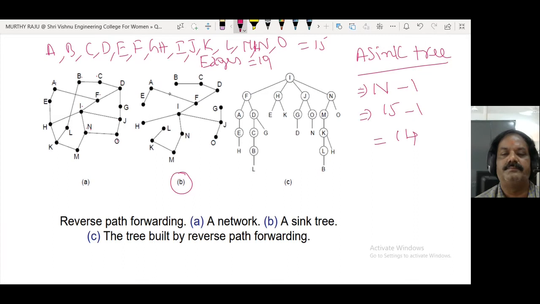1, 2, 3, 4, 5, 6, 7, 8, 9, 10, 11, 12, 13, 14. 14 edges. This is the sync tree. The definition of a sync tree: a spanning tree for a graph is a sync tree. Sometimes it is also called a spanning tree.